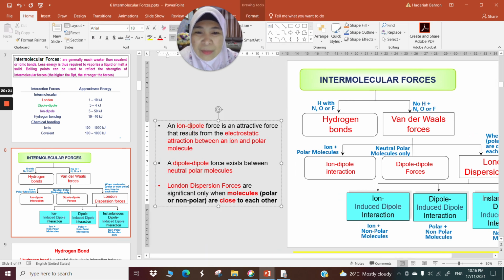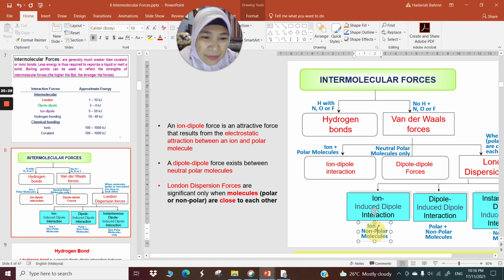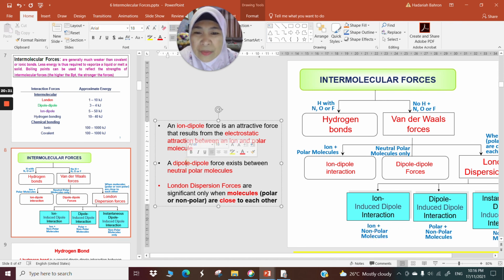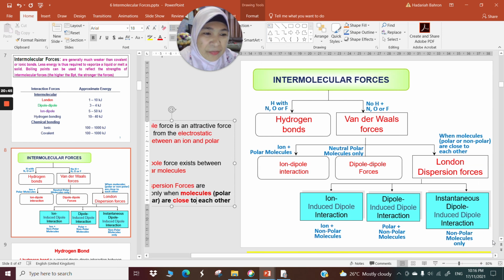I have some notes here. An ion-dipole force is an attractive force between an ion and a polar molecule. Dipole-dipole is between neutral polar molecules, and London dispersion forces are only significant when molecules, either polar or non-polar, are close to one another.